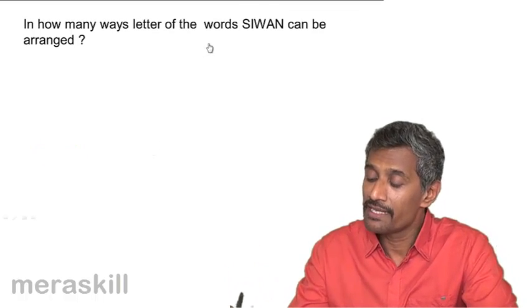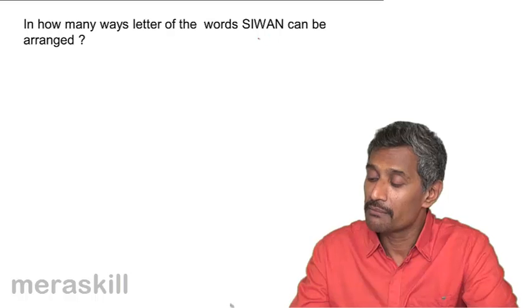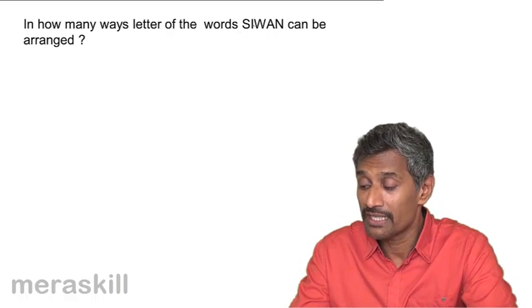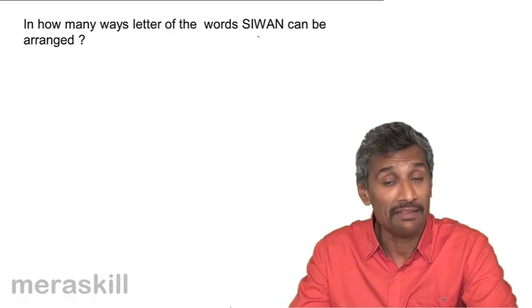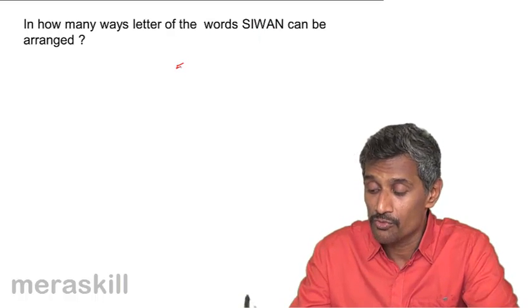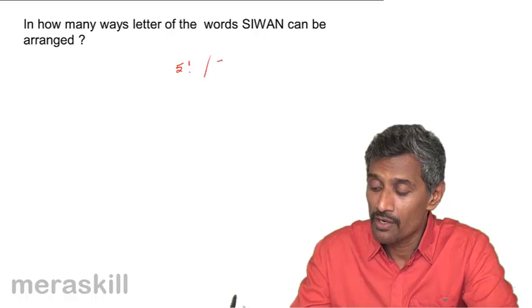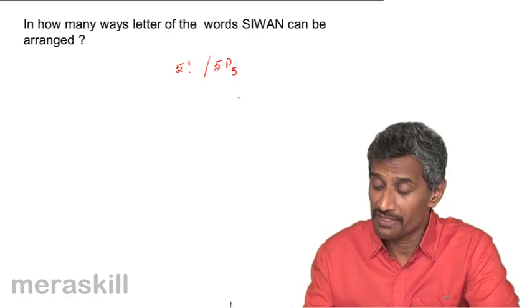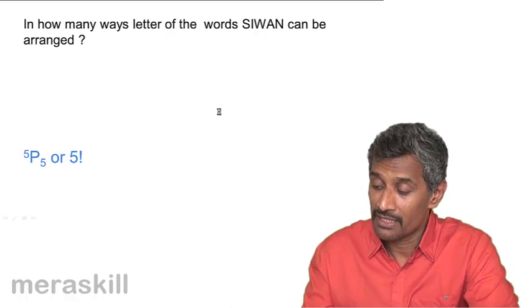In how many ways can the letters of the word Sivan be arranged? Now you're not picking up any 2 or 3, you're picking up all the 5 and arranging them: 1, 2, 3, 4, 5. 5 of them. So again this is going to be 5 factorial or 5P5. Same as the previous one, and yes, we have it that way.